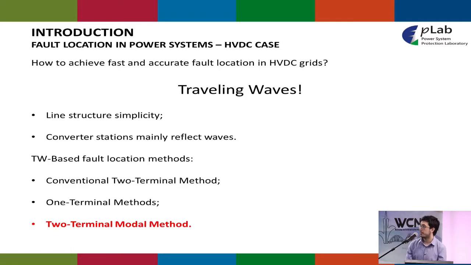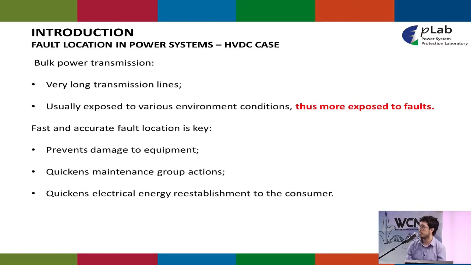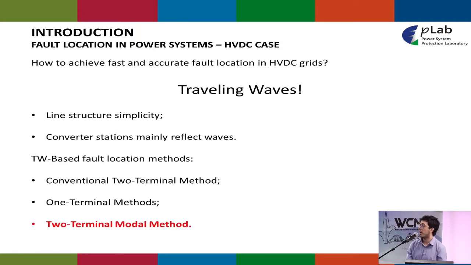So they are usually exposed to various environmental conditions, thus they are more exposed to faults. In this manner, fast and accurate fault location is key to the process because it prevents damage to equipment, quickens maintenance group actions, and as a consequence, quickens electrical energy reestablishment to the consumer. But how can we achieve fast and accurate fault location in HVDC grids?